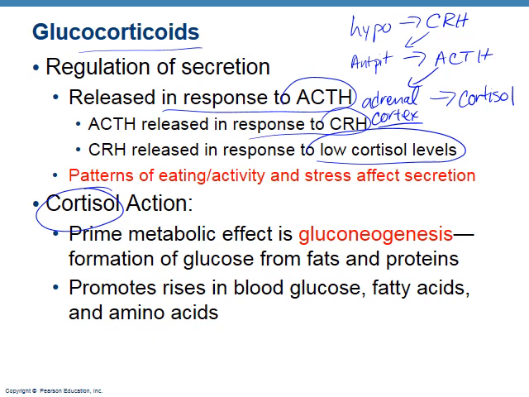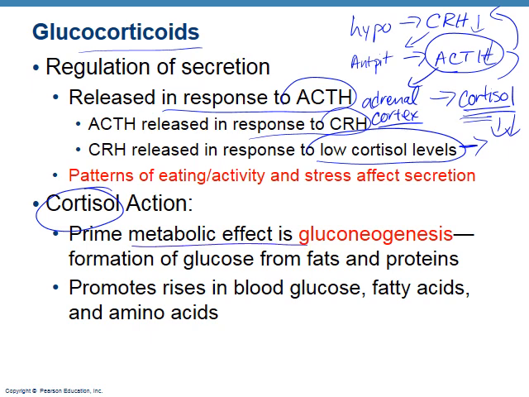So what controls cortisol release? It's not only ACTH, but they're saying it also has to do with low cortisol levels. So if your cortisol level is low, it's going to send a message back here, and you're going to kick out more CRH, more ACTH, and cause more cortisol.